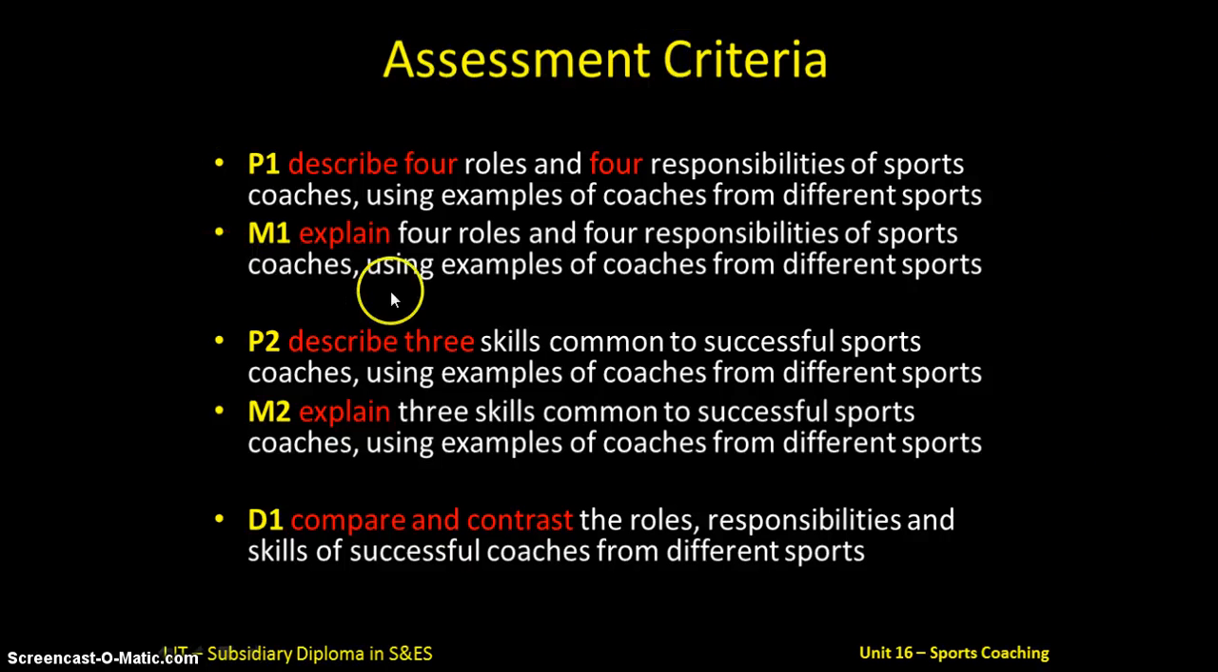Pass and merit relate to the 4 roles and the 4 responsibilities, and make note that it's describing and explaining 4 roles and 4 responsibilities to achieve P1 and M1. Going down to P2 and M2, you need to describe and explain 3 skills. So we've got 4 for that bit, 3 for that bit. And then eventually, to go on to achieve distinction, you need to compare and contrast roles, responsibilities and skills of different coaches in different sports.